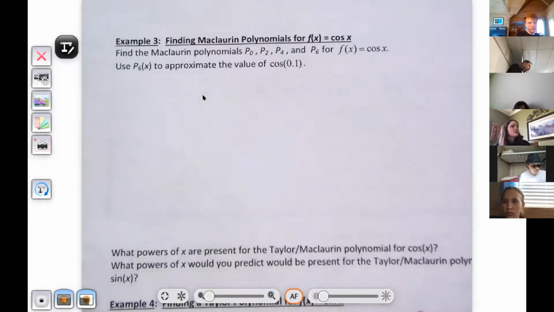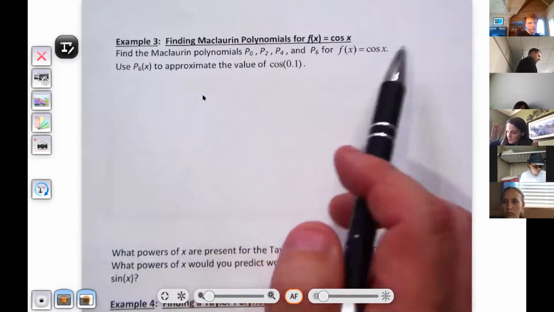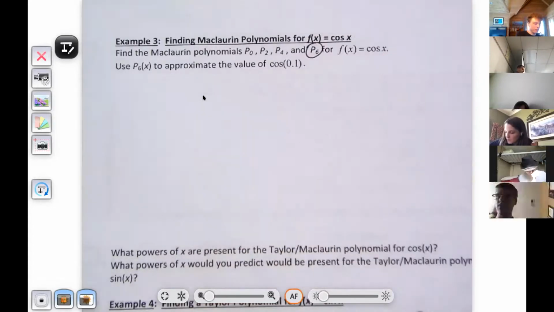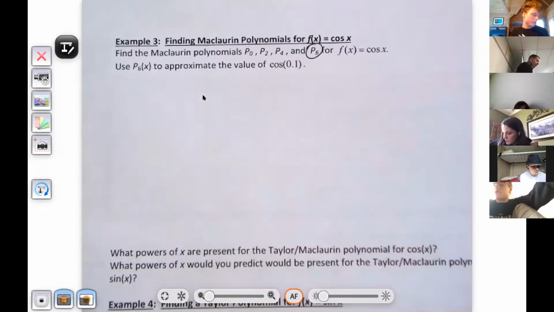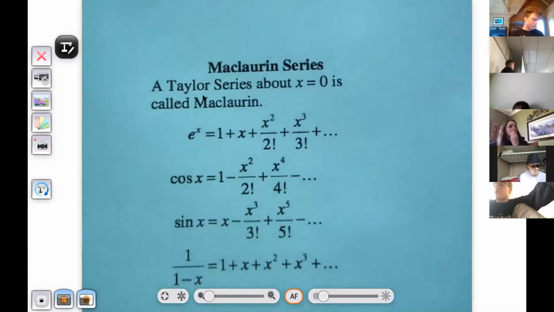So find the Maclaurin polynomials 0, 2, 4, and 6 for cosine of x. We'll just find the sixth one. We'll just focus on that. But if you have that sheet memorized, like if you already know what those terms are, you don't have to go through what we are about to go through.